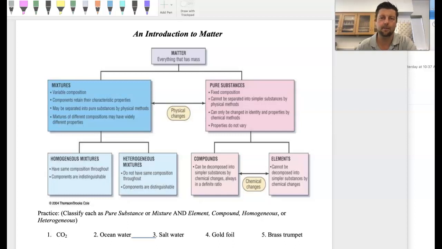Hello, Mr. Thomason here. I just want to give a quick review of how we classify matter and also the states of matter with a few examples.